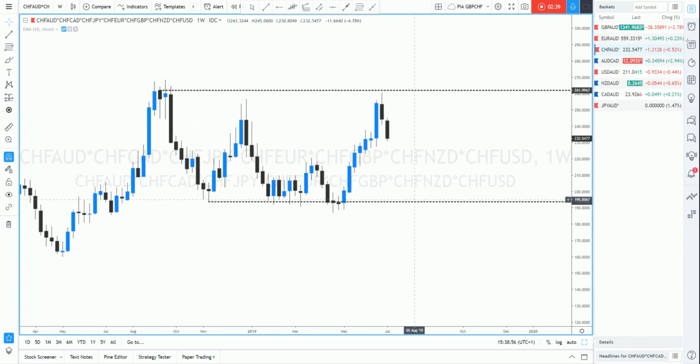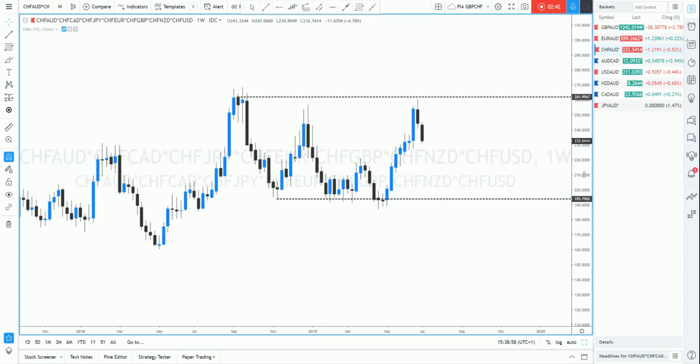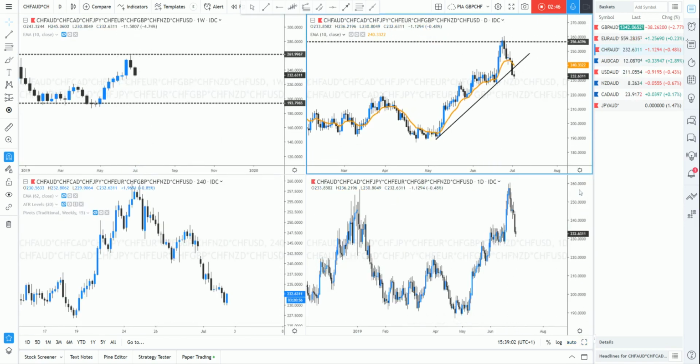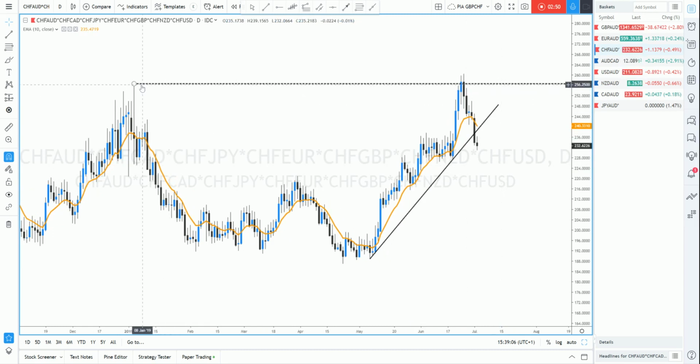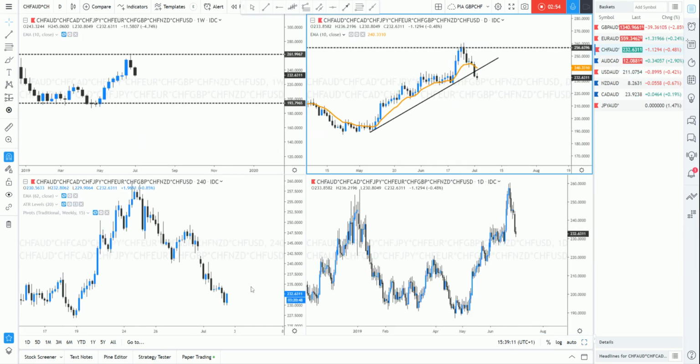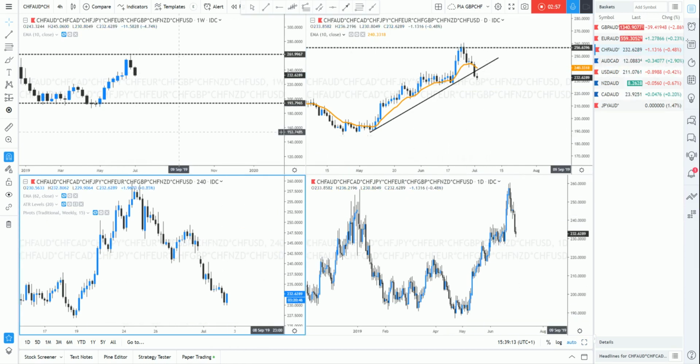We can see potentially a move back down to the lower end after some strength as we saw over the recent weeks. If we take a look at this from a daily perspective, then we have had a close below the 10 period moving average after a failure to get above this resistance level here, and also a break of that short-term trend. So there you've got the baskets.